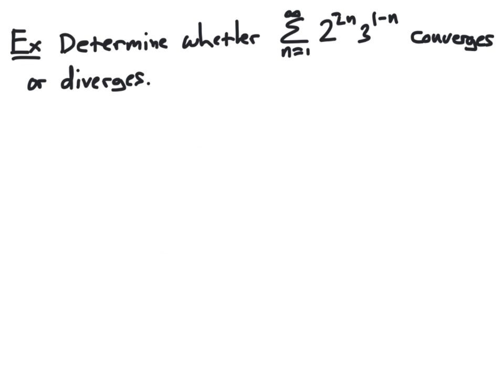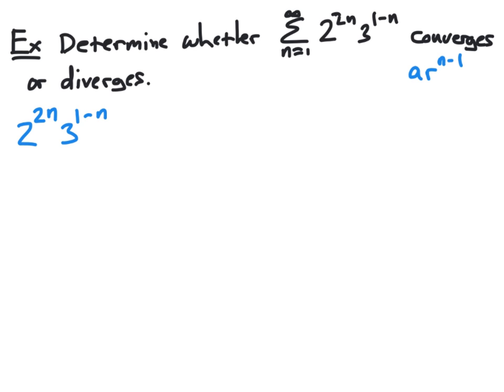In this example, we want to determine whether the series from n equal 1 to infinity of 2 to the 2n times 3 to the 1 minus n converges or diverges. In order to do this, we're going to use algebra to rewrite our series term, 2 to the 2n times 3 to the 1 minus n, in the standard geometric series notation, a times r to the n minus 1. Once we get our term written in this form, we can simply look at the number r and, based on that number, determine whether the geometric series will converge or diverge.